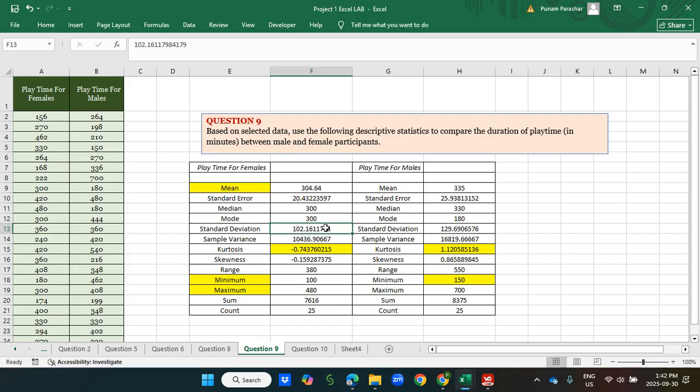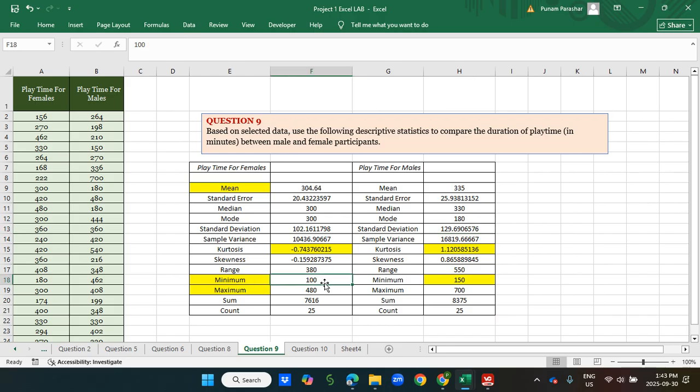So standard deviation. Standard deviation for female is 102. Standard deviation means how much the data is spread, or how far it is from the average. Female play a little bit less than male, so for them the data is 102 away from the average, and male is more spread, 129. So this is how you will compare these values.